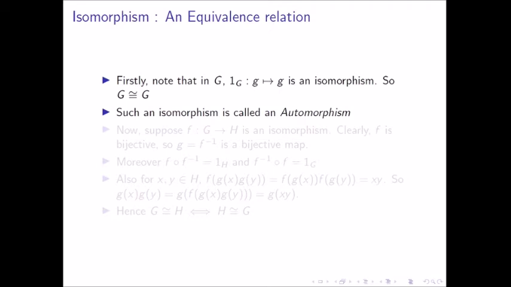Firstly, note that in G, the identity map from G to G, defined as an element g goes to g, the same element, is an isomorphism, right? This is very easy to show as f(gh) is equal to f(g)f(h), which is equal to gh. And also it's by definition a bijection as it's an identity map. So indeed, G is isomorphic to G. So our isomorphism relation is indeed reflexive.